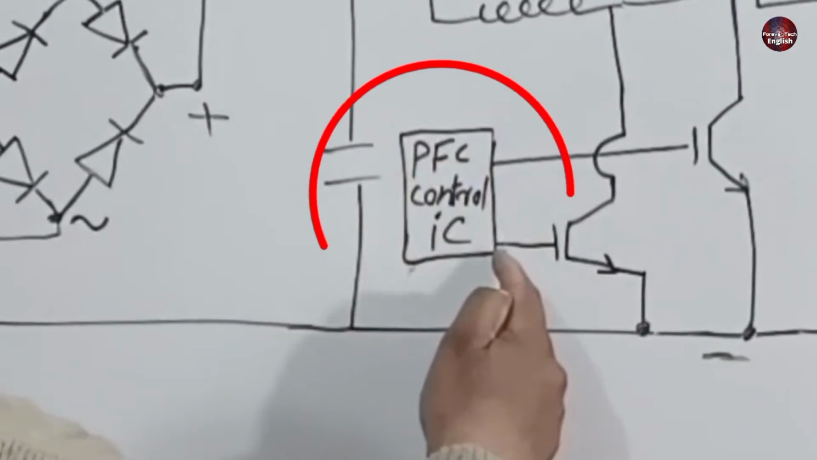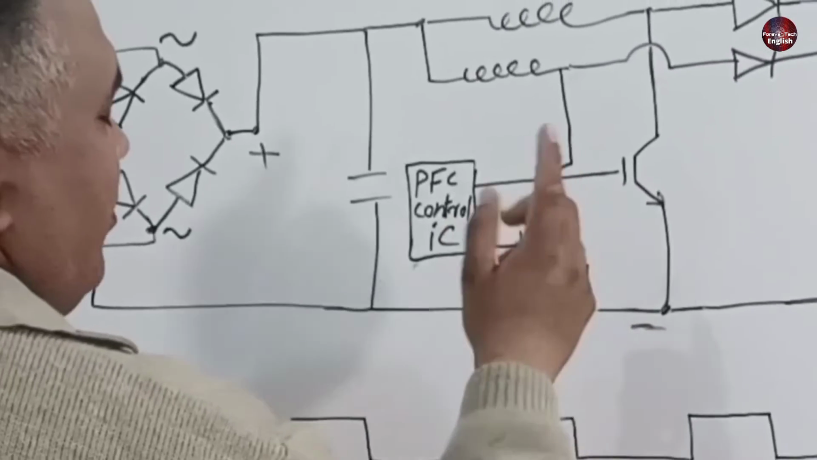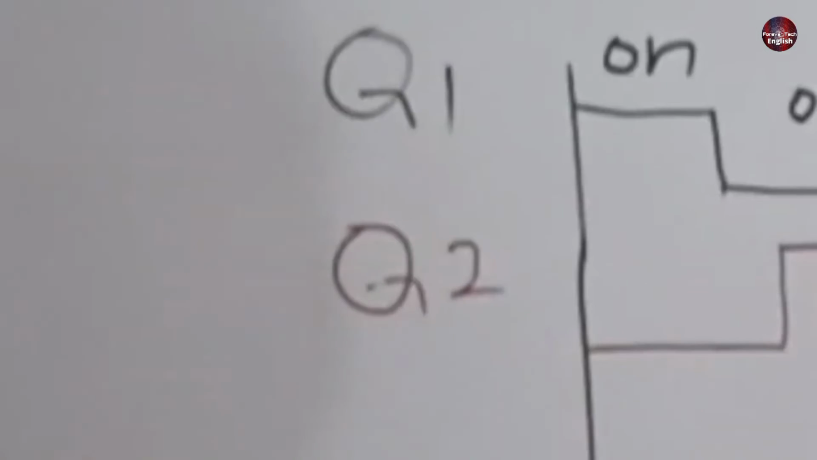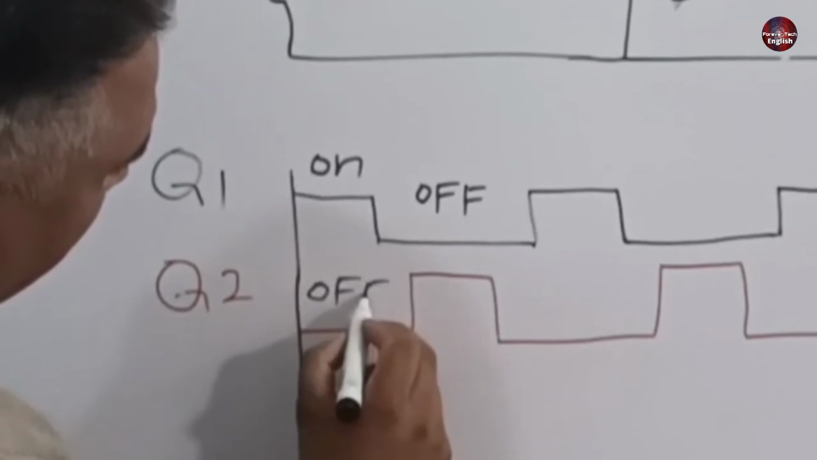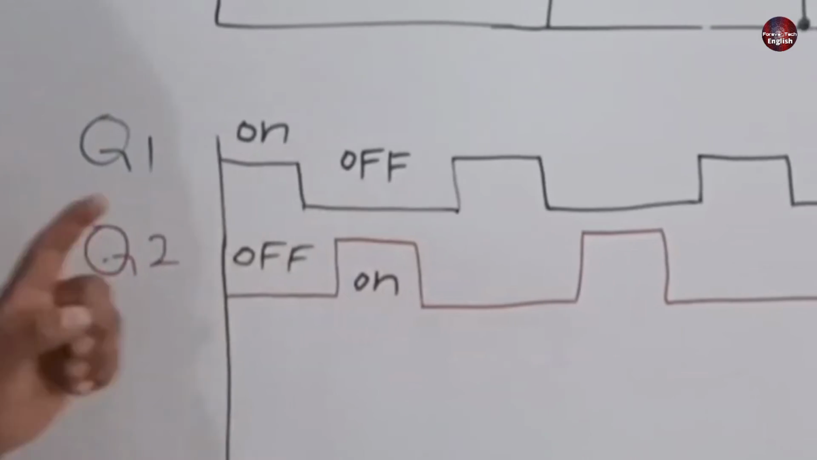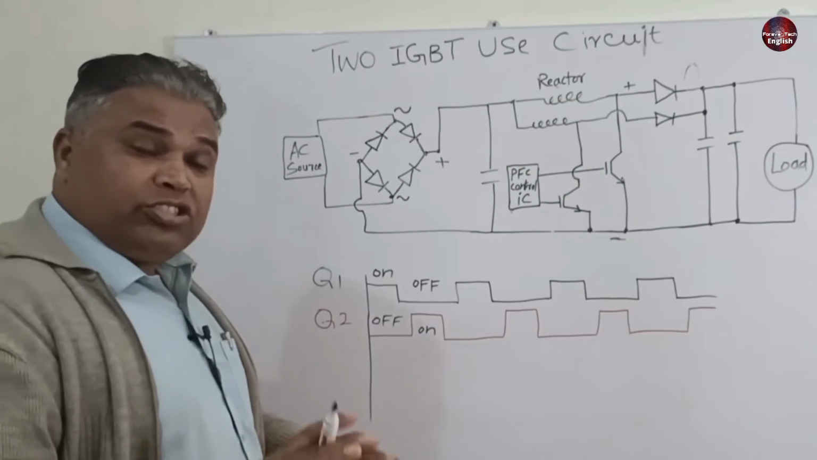The PFC control IC turns the IGBTs on and off one by one. The name of one of the IGBTs is Q1. And the other is Q2. When Q1 is turned on, Q2 will be turned off. The same when Q1 is turned off, Q2 is turned on. It will be for all the cycles. What will the current wave look like in this circuit?